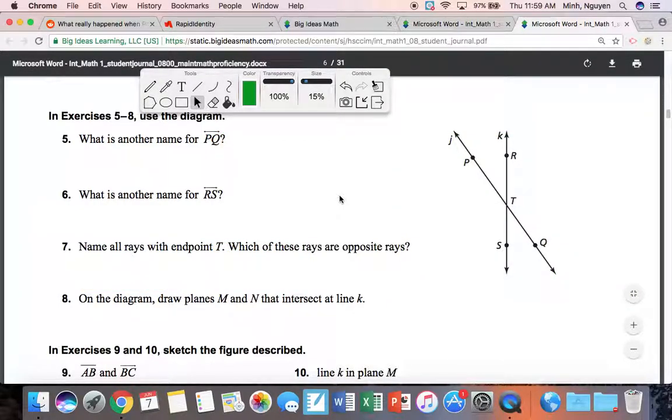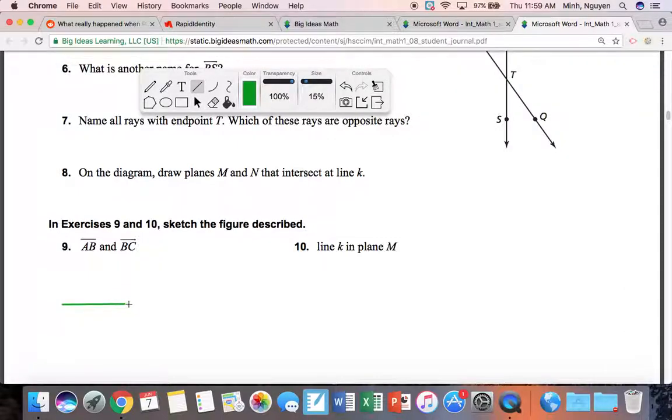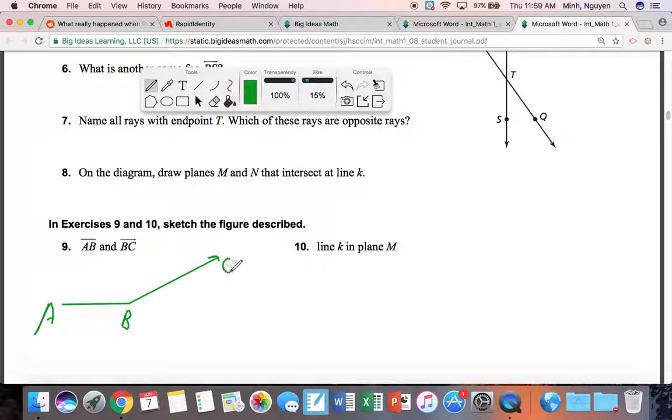Sketch the figure described. Segment AB and ray BC. That means I have to keep going in one direction. So I could continue in the same direction and say BC, or I could just go like this. I could do either one, it was fine really. I just wanted to show you some variety.